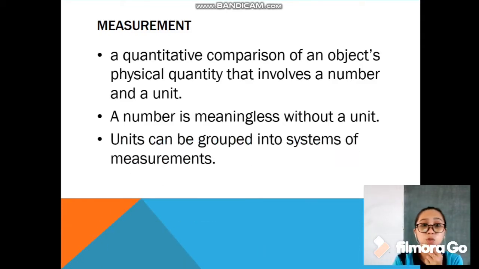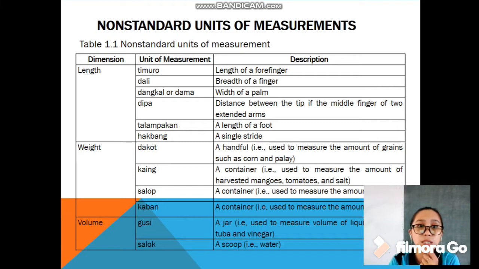Units can be grouped into systems of measurements, and there are two groups. We have the SI and the English system of measurement. Now let's start from the non-standard units of measurement. So here in the Philippines, Filipinos are used to applying these non-standard units of measurement, in which people use body parts for measuring. It's sort of like an approximation, from the old times. And for the dimension or physical quantity of length, width, and volume, these are the units of measurement that they use.